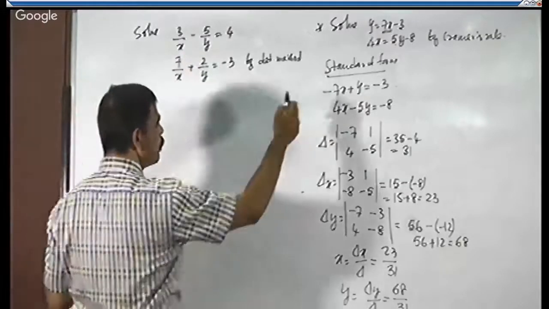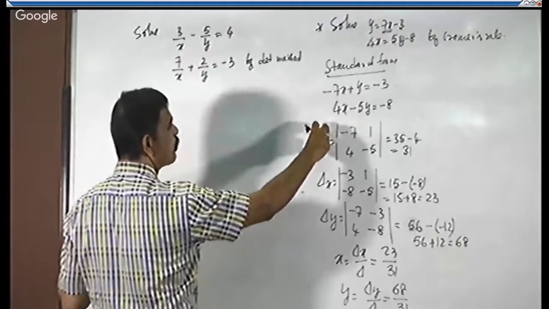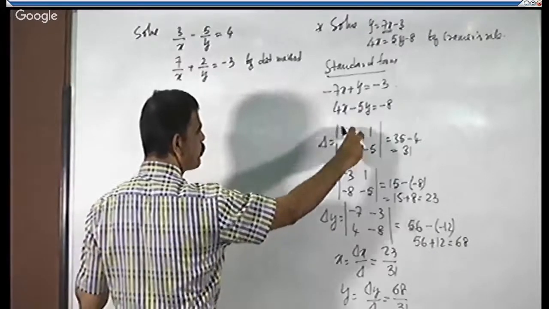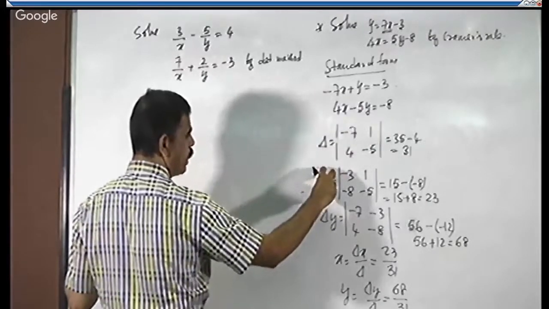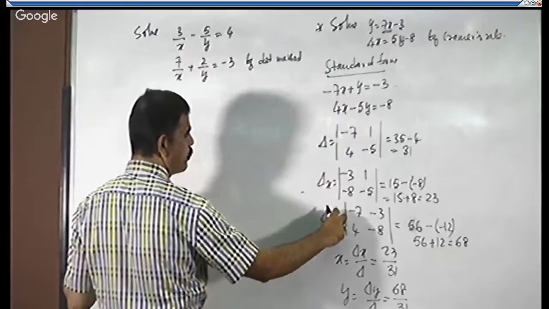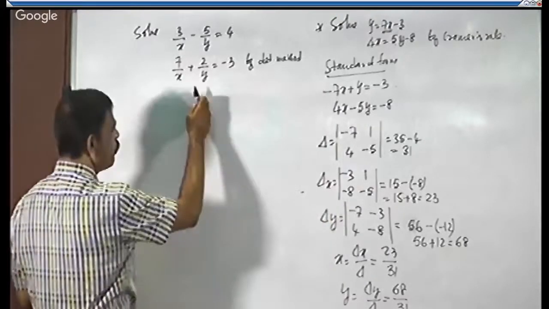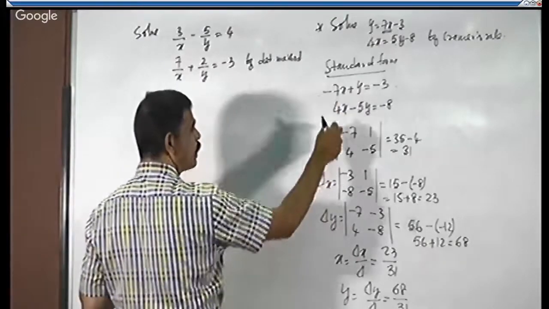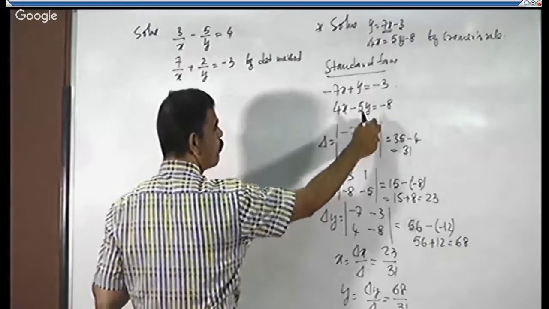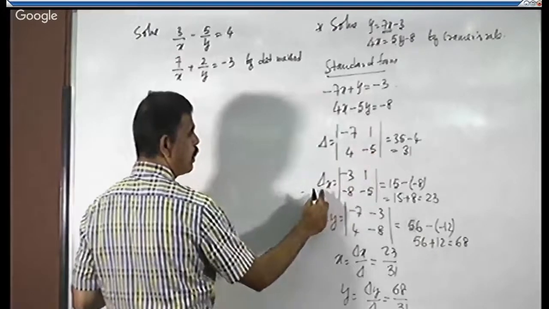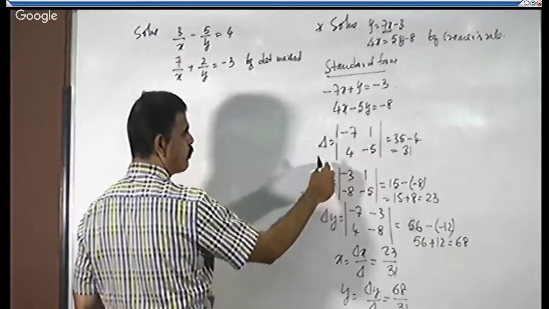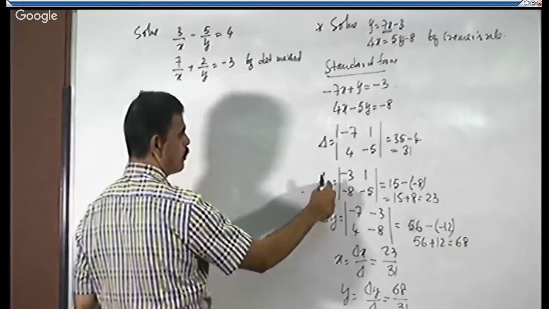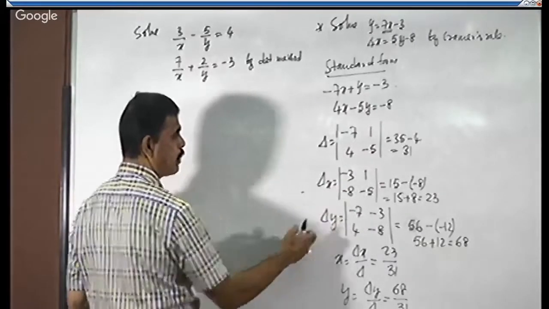In the last two problems, we took the coefficients of x, the unknown coefficients, for delta x, and y coefficients. But here we need to take delta. It will be the 1 by x coefficients and 1 by y coefficients. Here instead of delta x, we have to take the 1 by x coefficient, and the 1 by y coefficient, right?